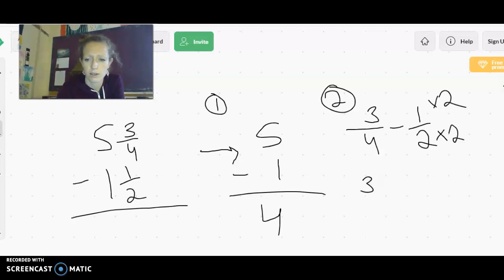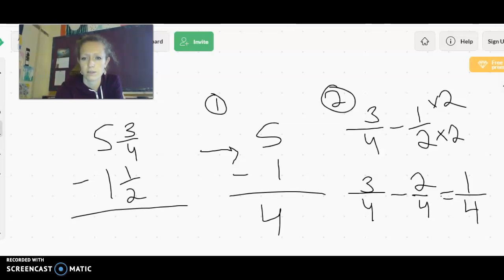So here's my fraction for 3/4. My new fraction for 1/2 is going to be 2/4. The same thing, but represented in a different way. 3 minus 2 equals 1. Bring over the 4. There you go.